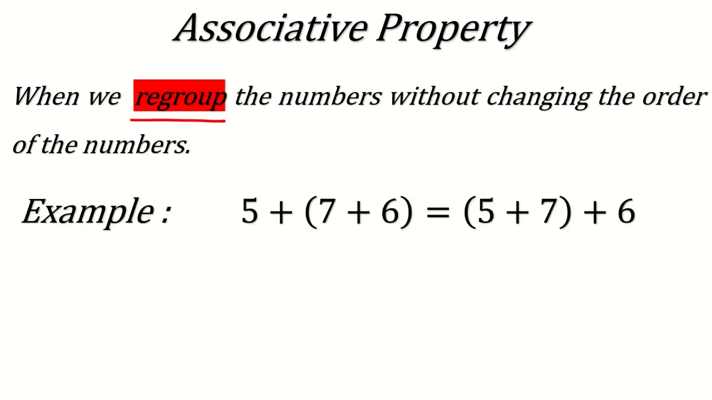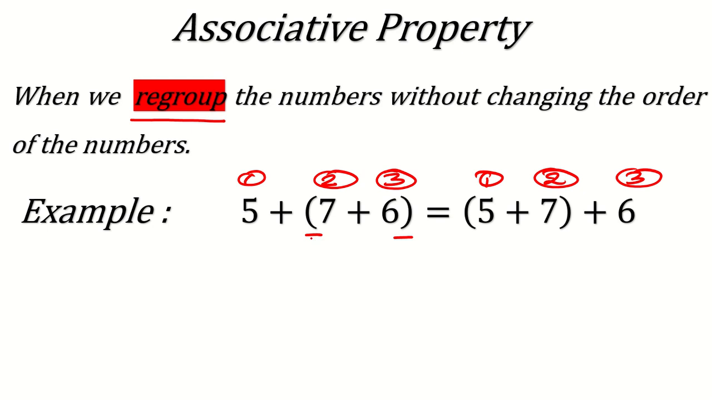Regrouping means don't change the order. You see, 5 is the first number, 7 is the second number, 6 is the third number. Here also 5 is the first number, 7 is the second number, 6 is the third number. I have not changed the order of the numbers. What I have changed here is only the brackets.